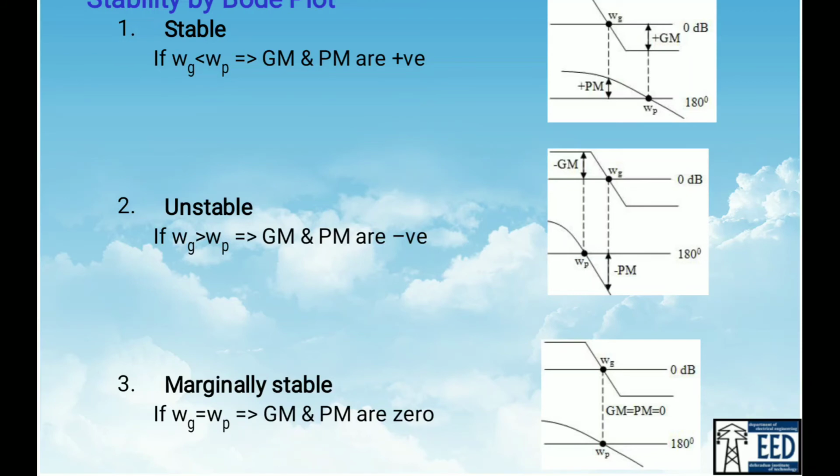So this is a very important condition for stability, that omega GC should be less than omega PC. That should come earlier than omega PC. Omega GC should come earlier than omega PC, then and only then the system becomes stable, and the gain margin and phase margin both are positive.